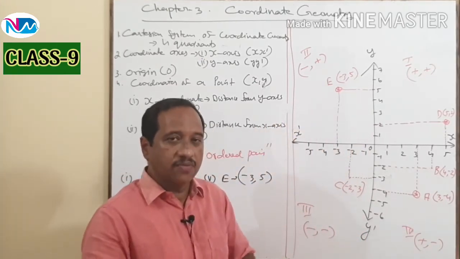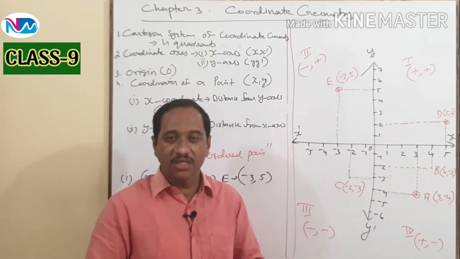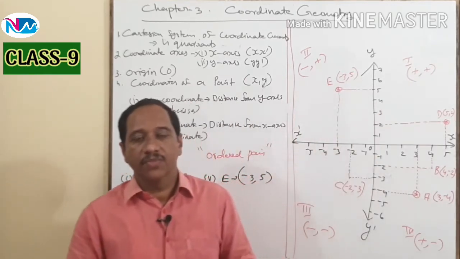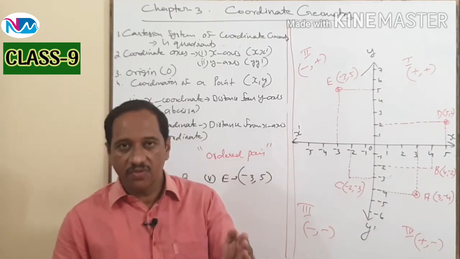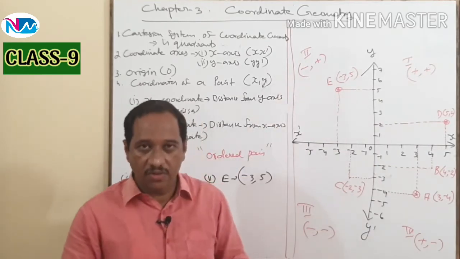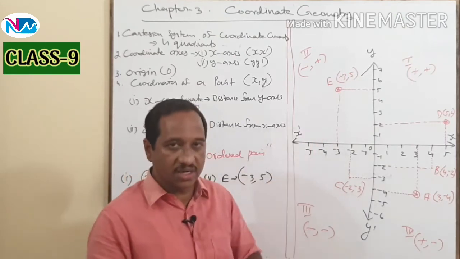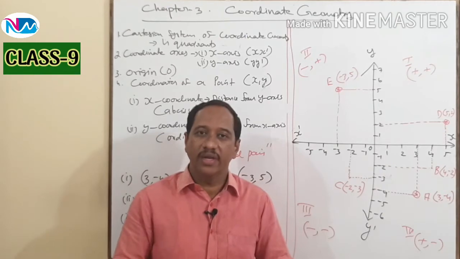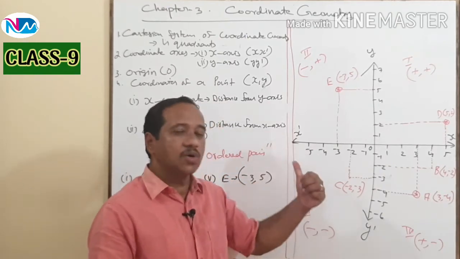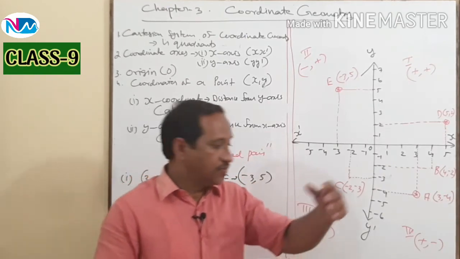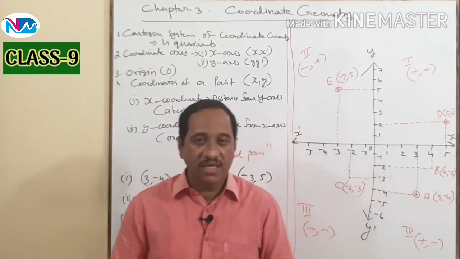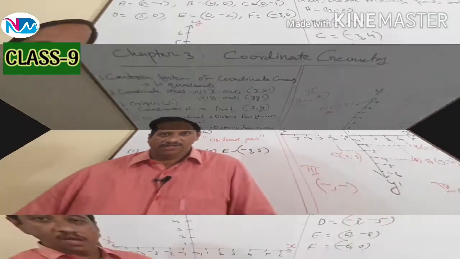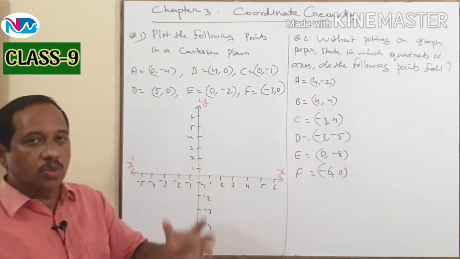That means if the x coordinate and y coordinate both are positive, that will be in the first quadrant. If the x coordinate is negative and y coordinate is positive, that will be in the second quadrant. Similarly, if both x coordinate and y coordinate are negative, that will be in the third quadrant. And finally, if x is positive and y is negative, that will fall in the fourth quadrant. Now we are going to do two questions.